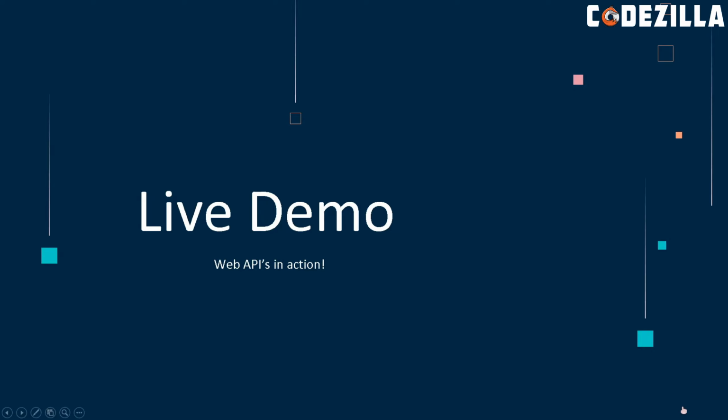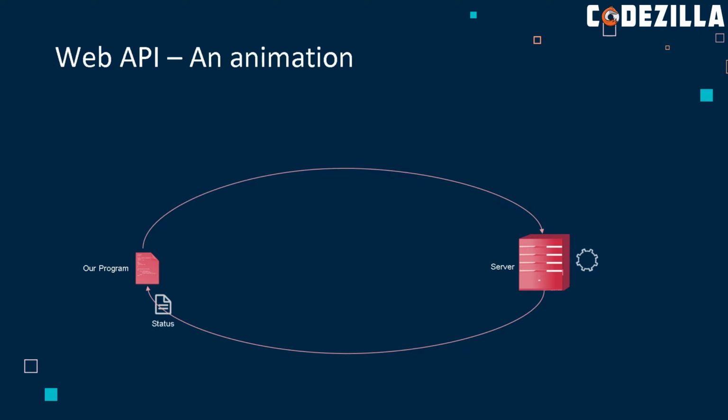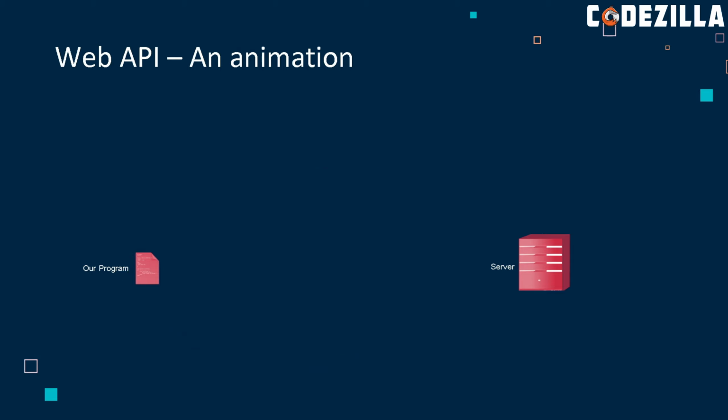But before that, I would like to show you how a web API works through an animation. So here we have our program on the left, you have a server on the right, and first our program will be making a request to the server, so it establishes the connection just like this. A request will be made, a connection will be established, the request gets transferred to the server, which then processes it and sends a status code. And once the processing is done, it sends the requested data. Now, this process will repeat if you have multiple calls.